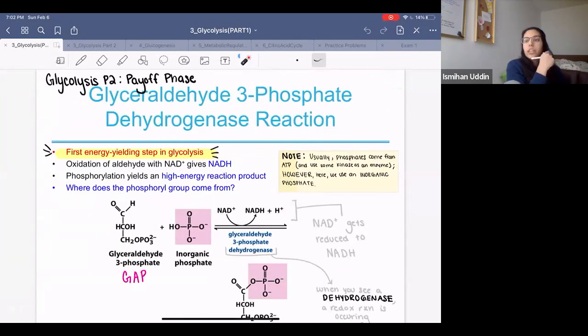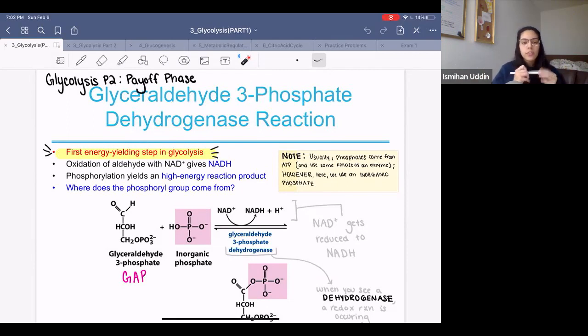Now, after the conversion of all the DAP to GAP is when we start having our payoff phase. Up until now, we've been investing a lot of energy. We've invested 2 ATPs so far. Remember, for the 2 phosphorylations, the first step is with hexokinase, and then the second step makes fructose 1,6-bisphosphate with phosphofructokinase, which again is negatively regulated. Nice.